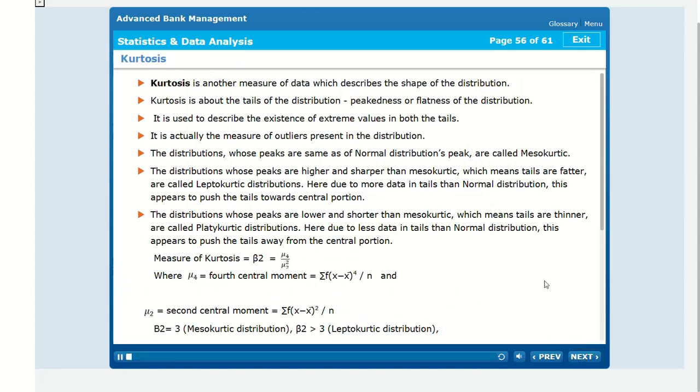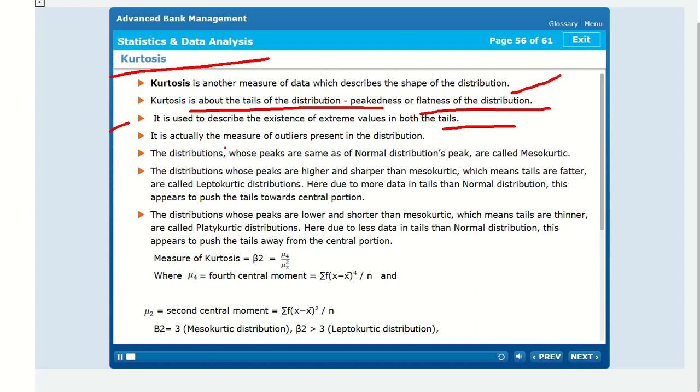Kurtosis. Kurtosis is another measure of data, which describes the shape of the distribution. Kurtosis is about the tails of the distribution, thickness or flatness of the distribution. It is used to describe the existence of extreme values in both the tails.